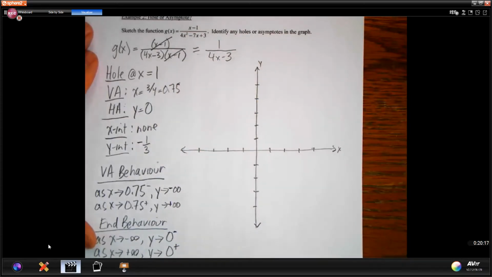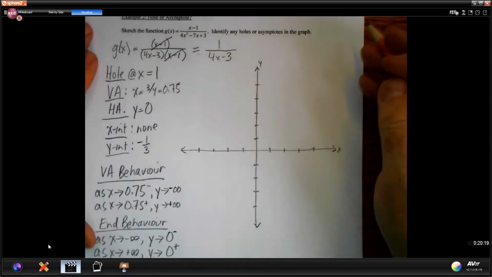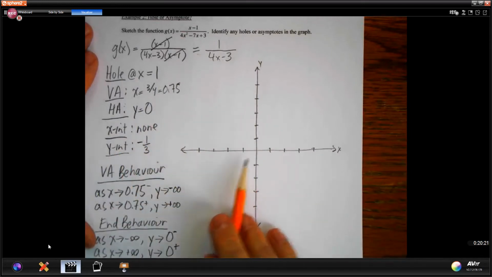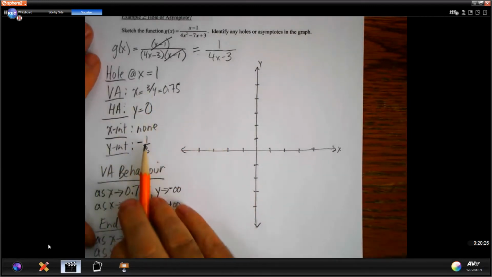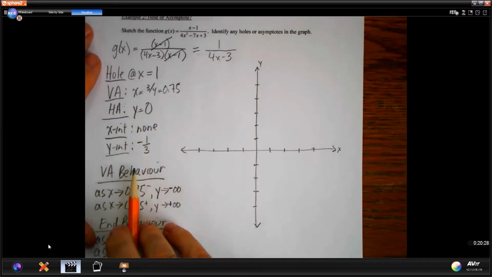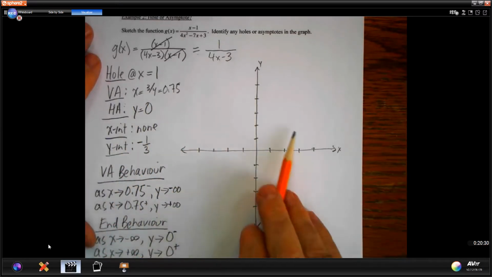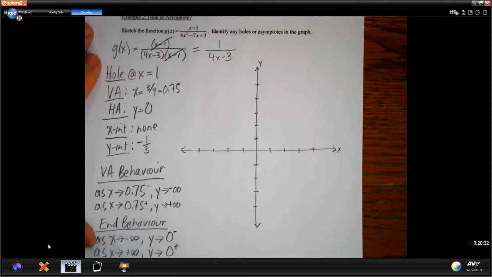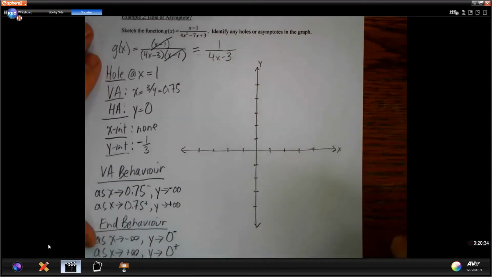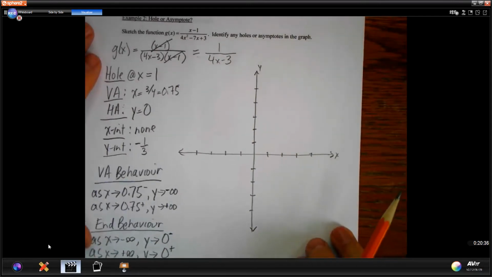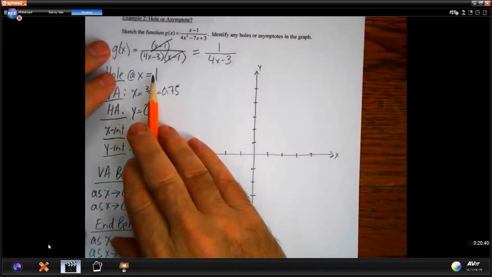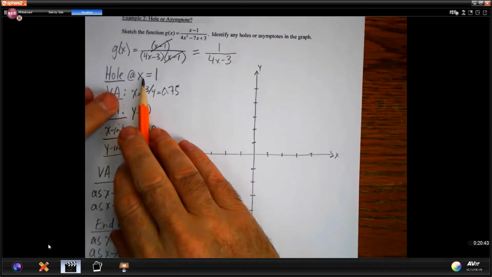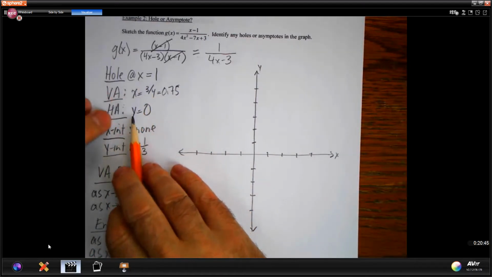Okay, now when I'm making my scale here, I've already pre-thought what values I'm going to need to plot. Looking at my asymptotes and any x and y intercepts, I want to make sure that they're going to fit. Nothing worse than doing half a graph and realizing you have to do it again. So the first things I'm going to plot here are the vertical and horizontal asymptotes.